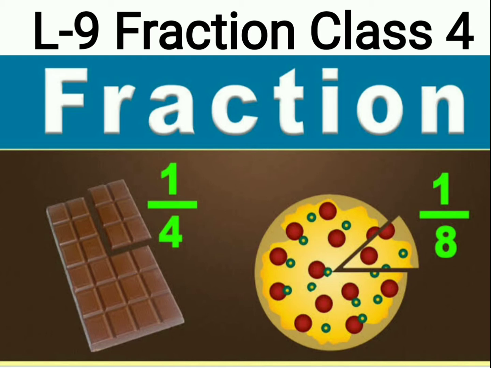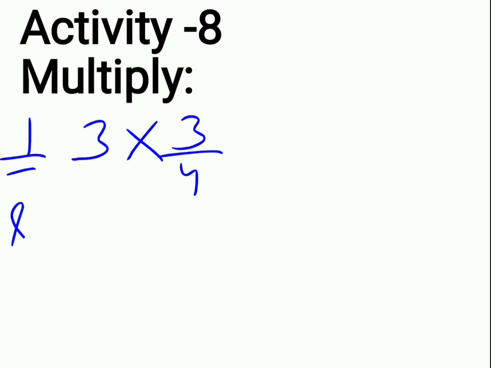So let's start activity 8, first part. Multiply 3 into 3 by 4. So the whole number is 3. Now you have to multiply the whole number 3 with the numerator of the fraction, that is 3. So 3 3s are 9 and the denominator will come as it is. So the answer will be 9 by 4.